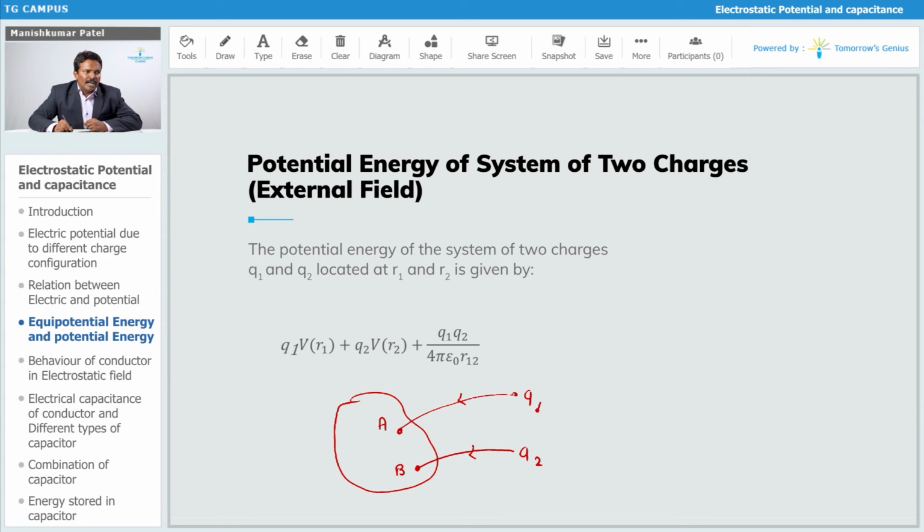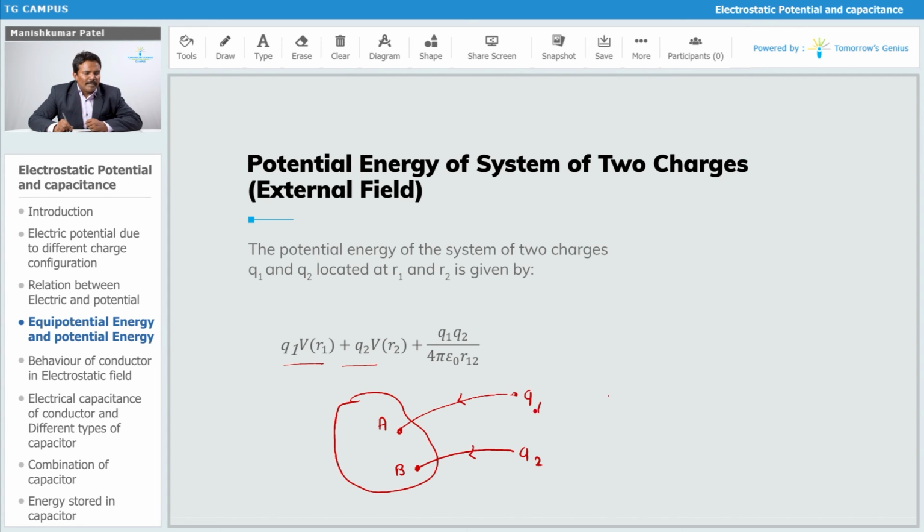While bringing the charge q1, you have to do some work, which is obviously q1 into V of R1. Then similarly q2 has to be brought to the point B, and while moving it to B, you have to do some work against the external electric field. That external electric field, which is present there, produces the potential, so the work is q2 into V of R2. These are the work done against the external electric field.